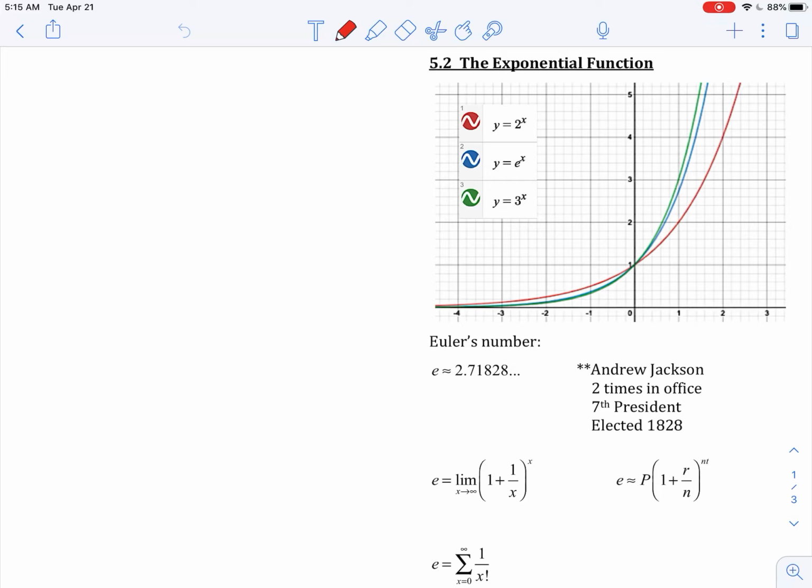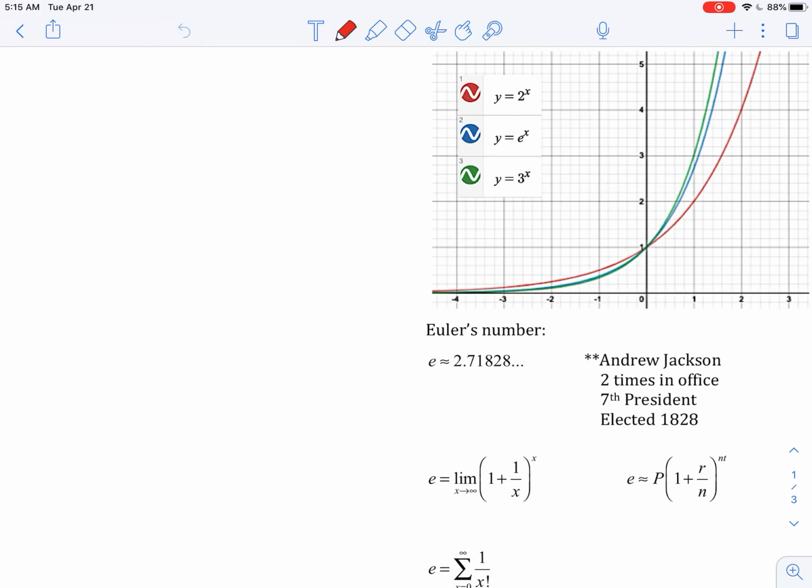Okay, moving on to 5.2. We're going to continue with our exponential functions. So in 5.1, we looked at the graph of y equals 2 to the x already. Graphs in the form of y equals b to the x, where our bases were greater than 1. So our red graph here is our graph of y equals 2 to the x.